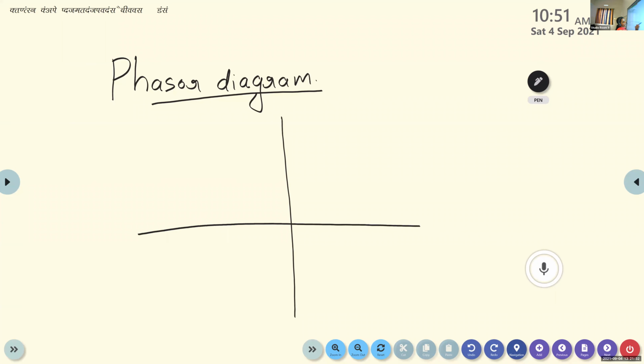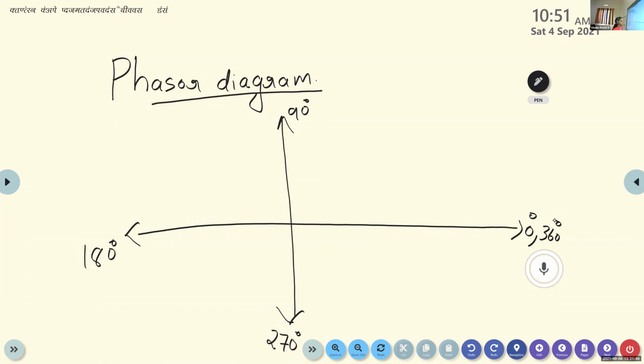Again, consider the same points here. We have 0 degree, 90 degree, 180, 270, and here 360. A phasor diagram is a diagram that is used to represent the phase angle with respect to origin. So here the alternative source of EMF will be the same, its phase angle omega t. V is equal to Vm sin omega t.